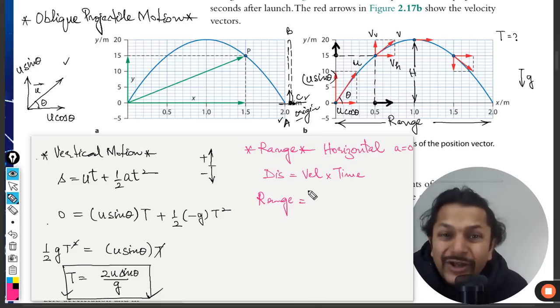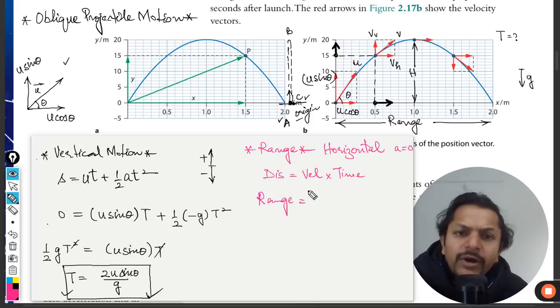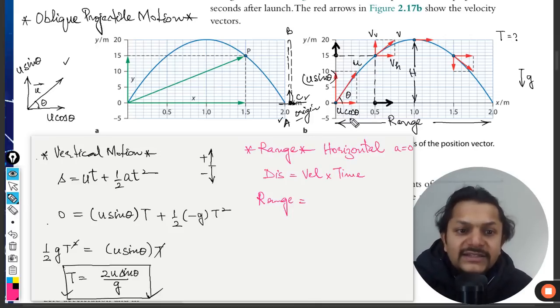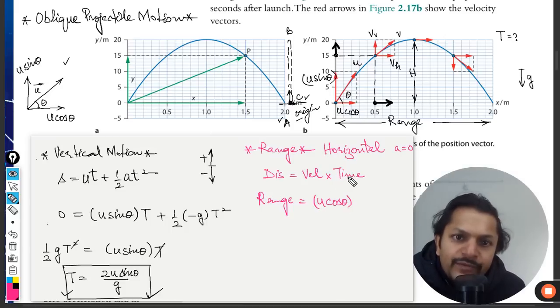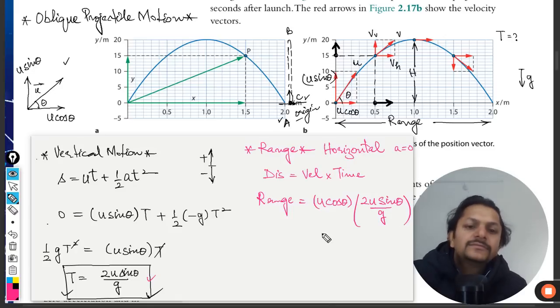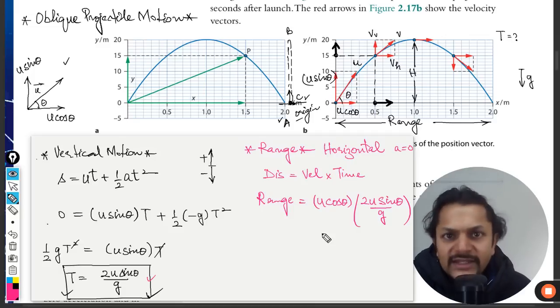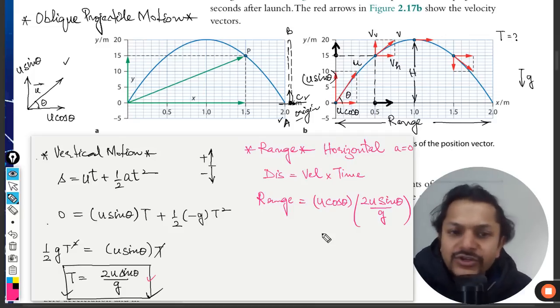Velocity is always going to be the horizontal velocity. But in this case, it is u cos theta. So we will say that this is u cos theta. And what is the time? Time of flight, we have just derived it here. So that is 2u sine theta by g. Yeah, this is the equation.